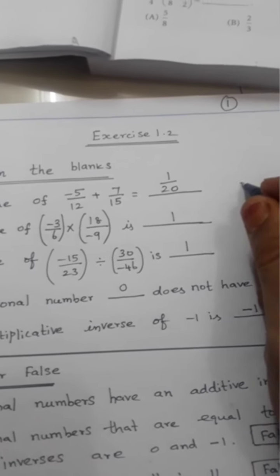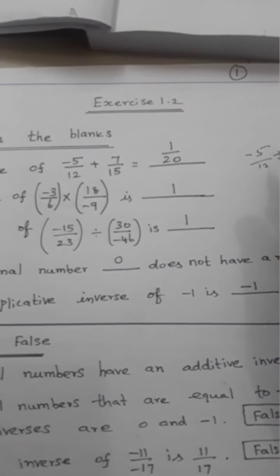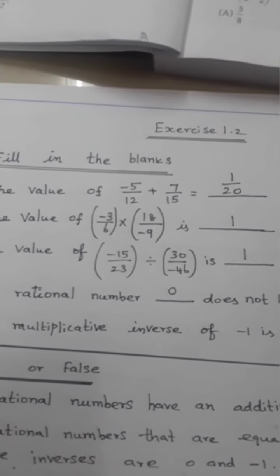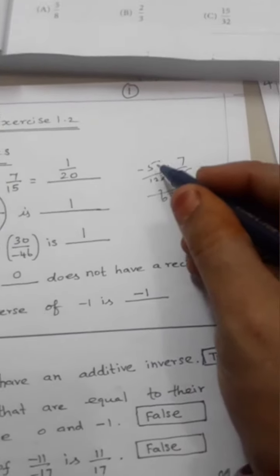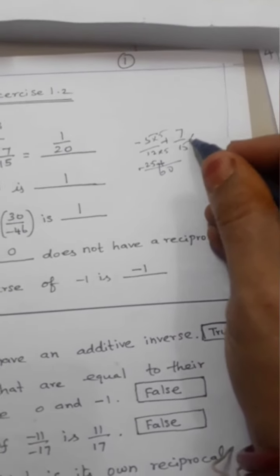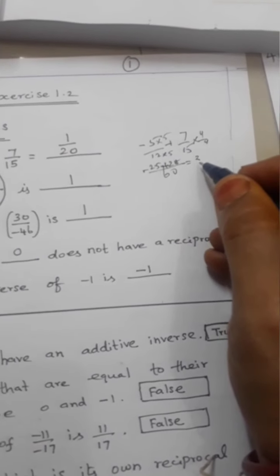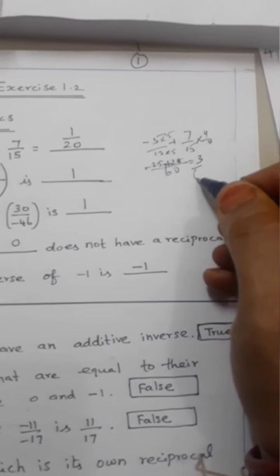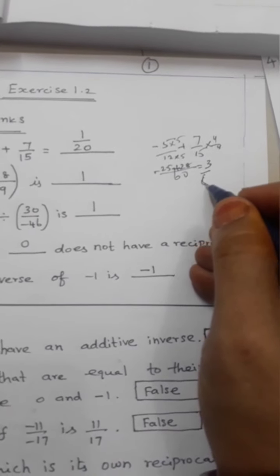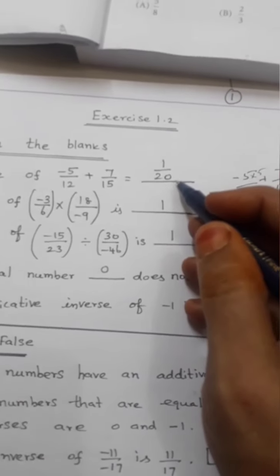Already I said these sums, and I will give one more time, you see there. Minus 5 by 12 plus 7 by 15. So the LCM, what is it? 60. 12 5s are 60. Here multiply by 5, minus 25. Minus 25 plus, here multiply by 4. 7 4s are 28. Now minus and plus means the answer is 3 by 60. 3 by 60. 1 3 is 3. 20 3 is 60. Answer is 1 by 20.